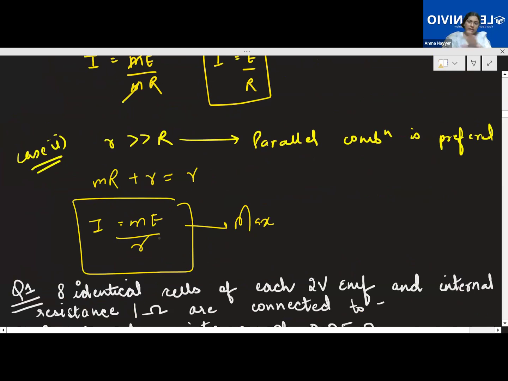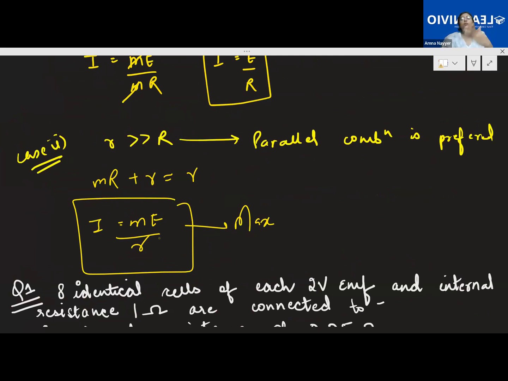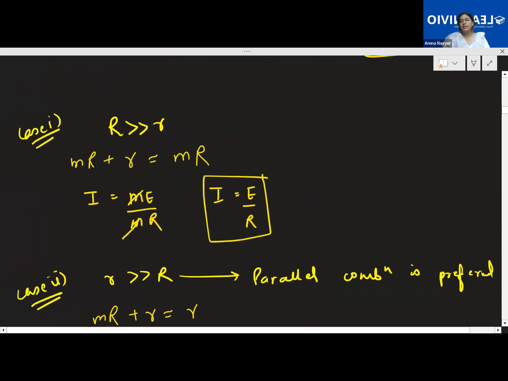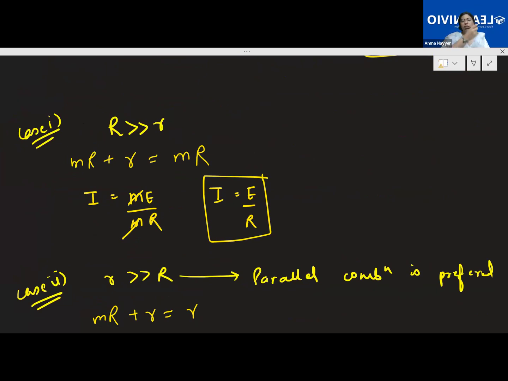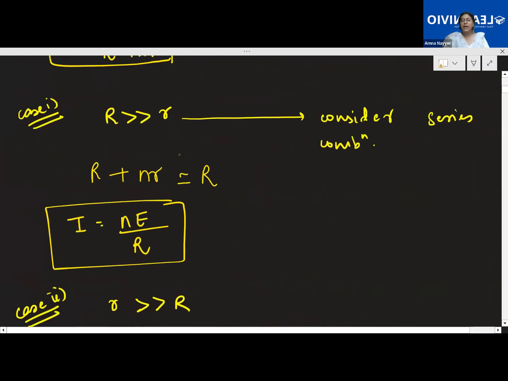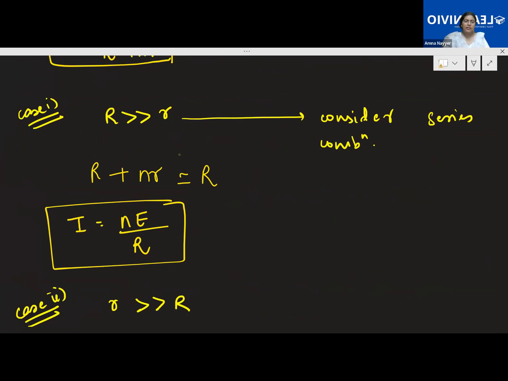Now look, class, what do these lines mean, both of these lines? Let's look at the first case where capital R is greater than small r. Now be attentive and answer one thing. Look here, I is equal to E by capital R. Let's see the series one. In the same case, we are getting NE by R. So that was E by R, and this is NE by R. Series one is greater or parallel one is greater?